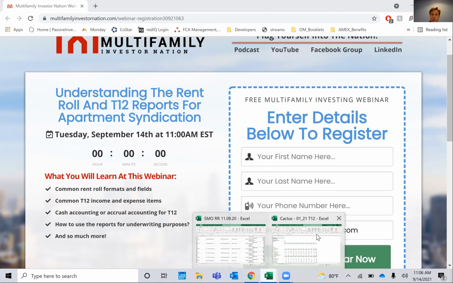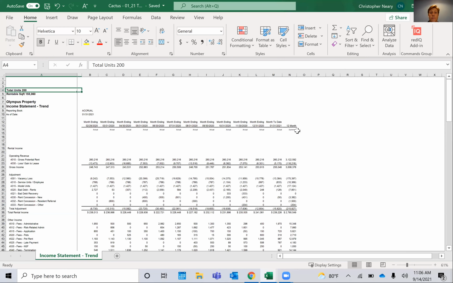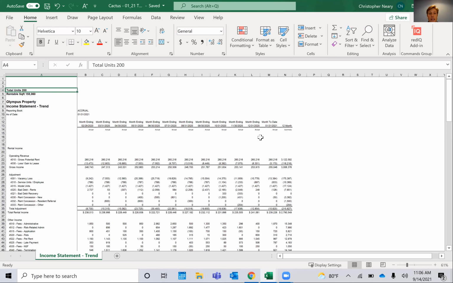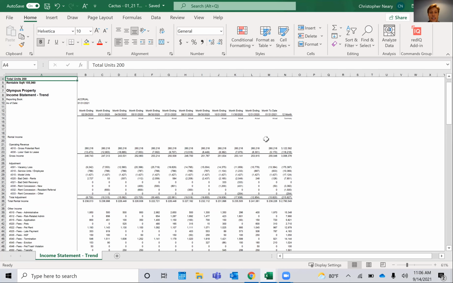So I'm going to share a screen. I'm going to start with a T12. A T12 stands for a trailing 12. That is going to be the most recent 12 months of the income and expenses of a multifamily property. And here's one right here. This is all fictitious numbers, just as an example.